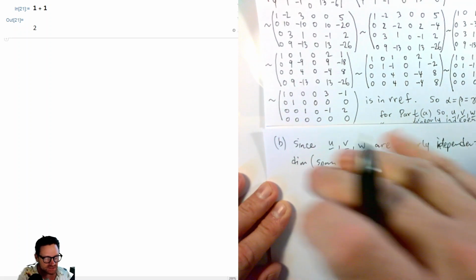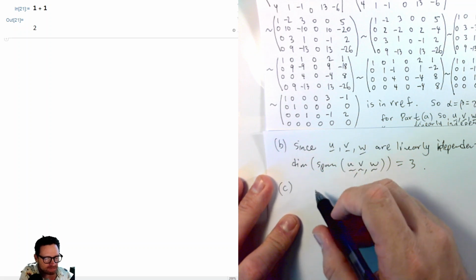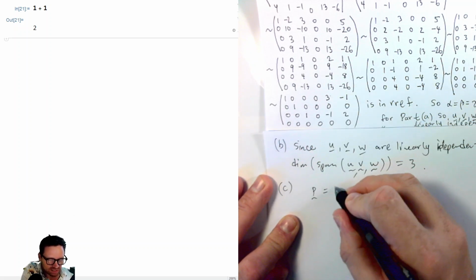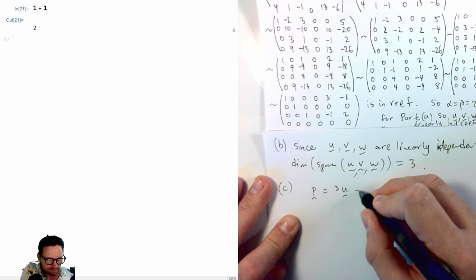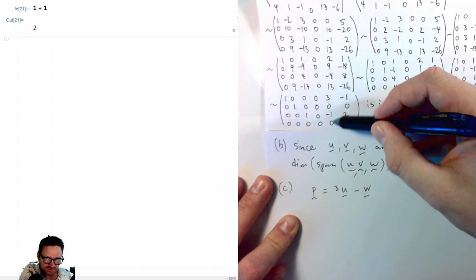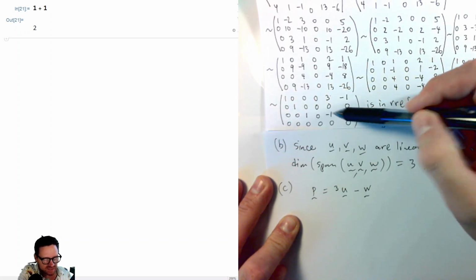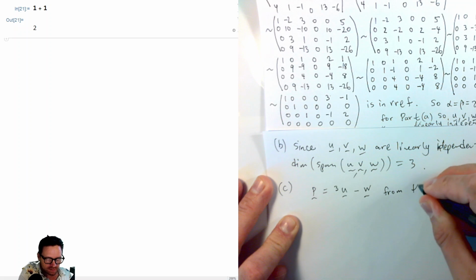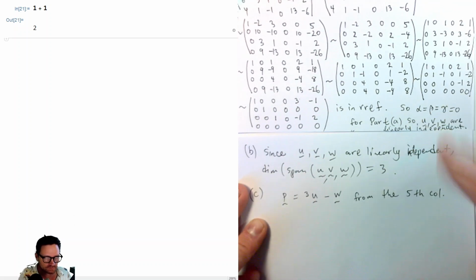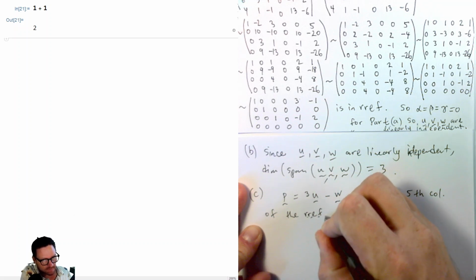Okay, now for part C, let's interpret this. So we have P is equal to 3 times U minus W, and I get that from the fifth column of the row reduced echelon form above, because that says alpha is 3 and beta is 0 and gamma is minus 1.